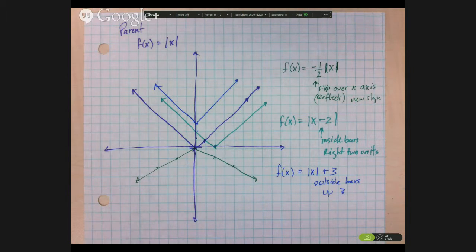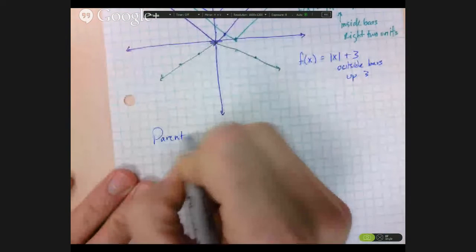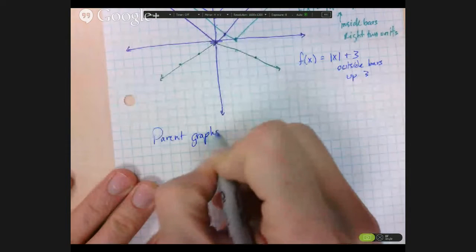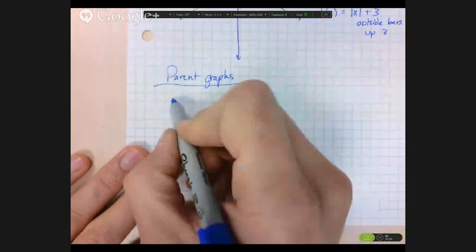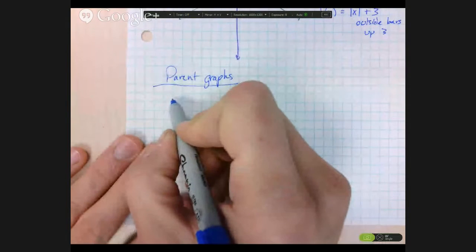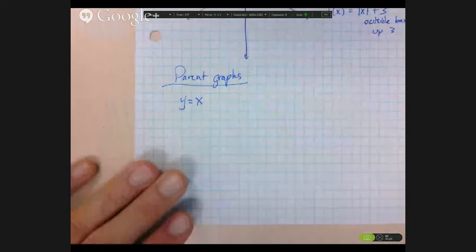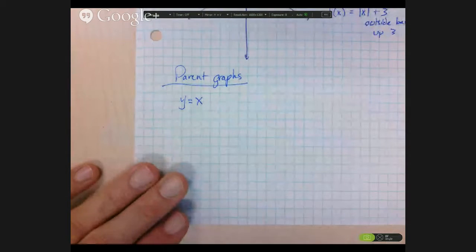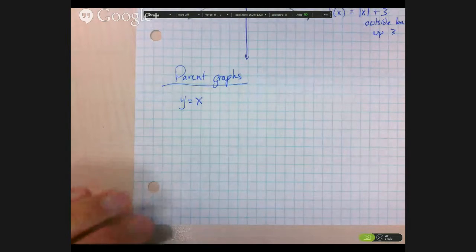So my hope here, one, you know what the parent graph looks like. Okay, so the parent graphs, you know what that one looks like, right? Y = x.